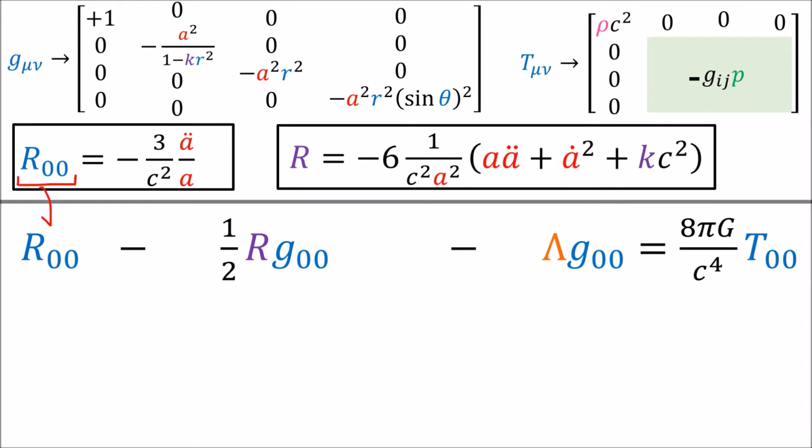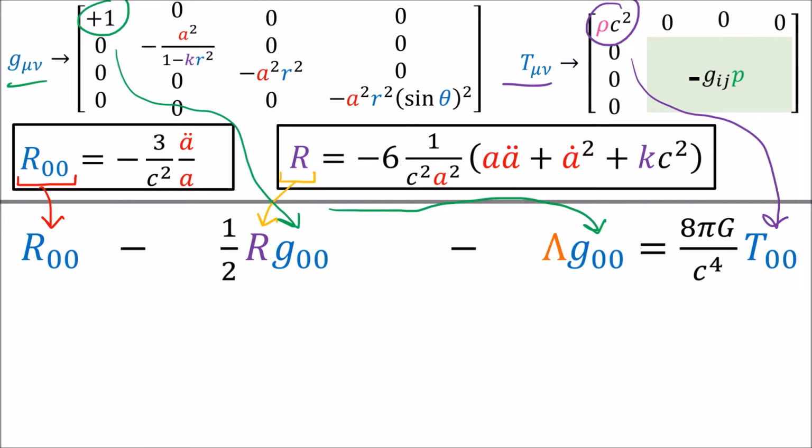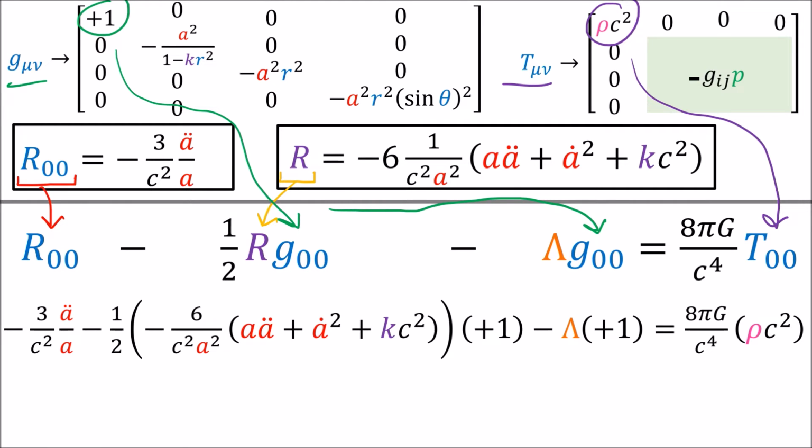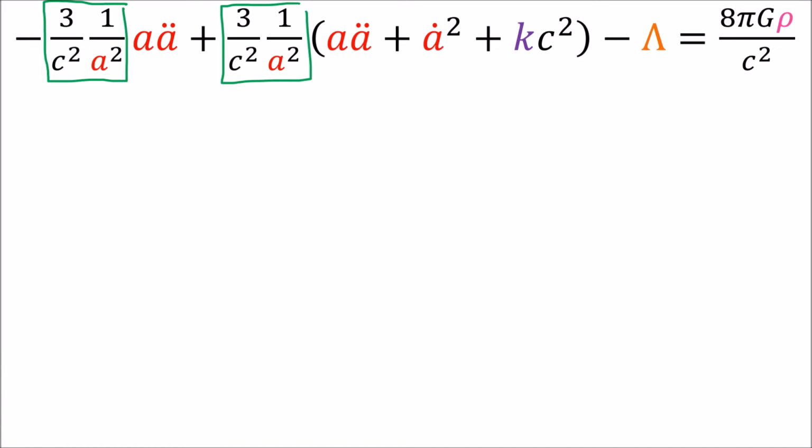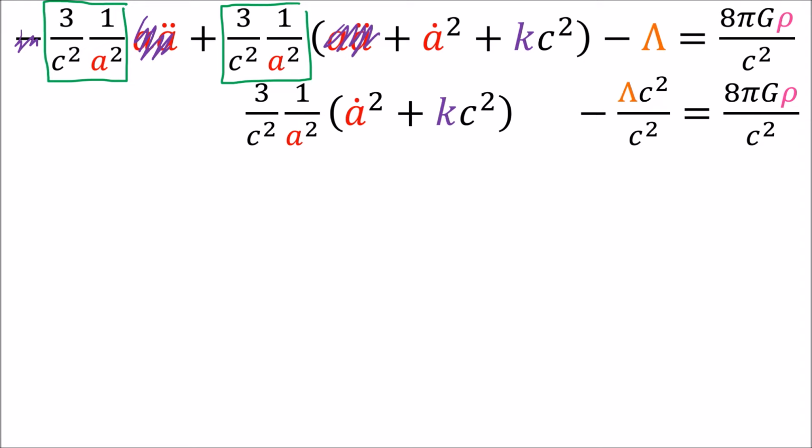We can plug in R00, R, G00, which is just +1, and T00, which is just ρc². We can simplify things by multiplying and dividing the first term by a, which will give it a common denominator with the second term. In the second term, we can simply do 1/2 times 6 to get 3. And on the right-hand side, we can cancel 2 powers of c. The first two terms now have a common denominator, so we can cancel the first term with the a double dot term in the second term.